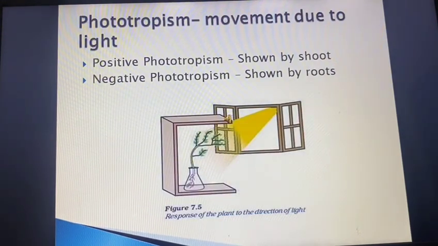Phototropism is movement due to light. Photo means light. Here stimuli is light. Positive phototropism means toward light. Shoot of plants bend towards the light, hence show positive phototropism. Roots of plants bend away from light and they show negative phototropism.